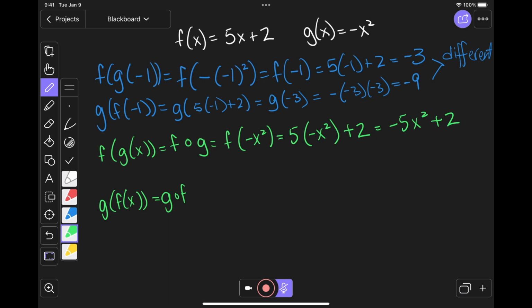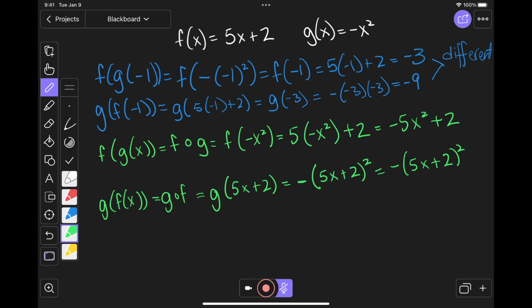Let's do it the other way now. G of f of x, that's going to be g of 5x plus 2. So we're going to take g and we're going to copy it down until we get to g's input, and instead of x we're going to put our new input like that. And that's actually our answer. We could multiply this all out, but I don't think that improves anything. So we're going to leave it like that.